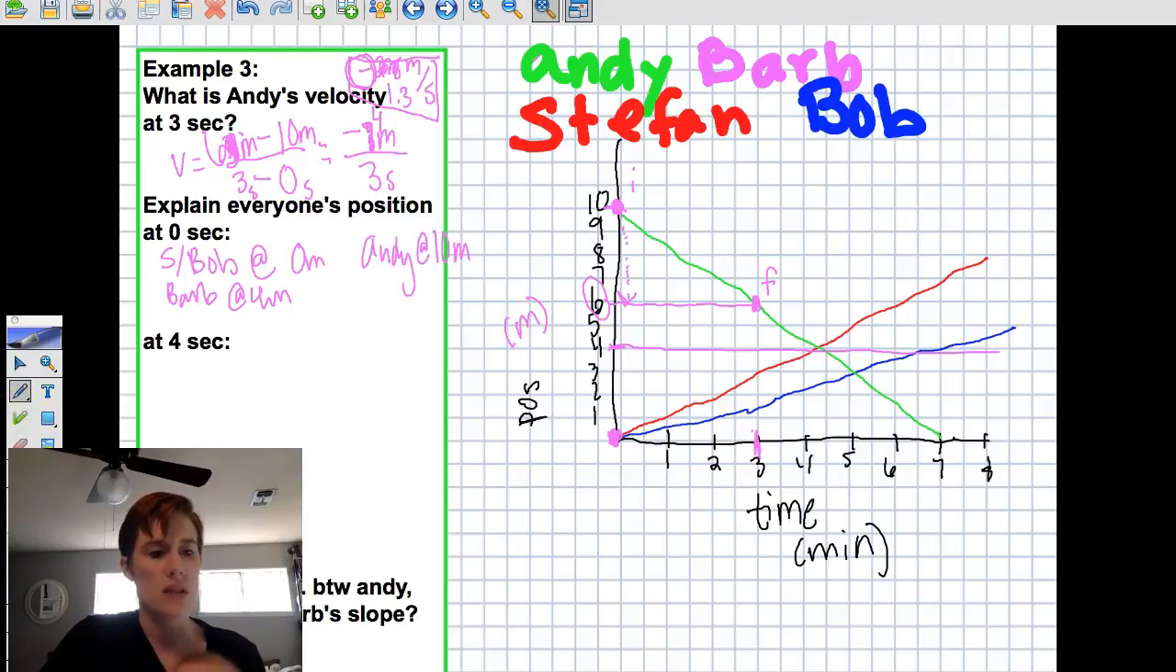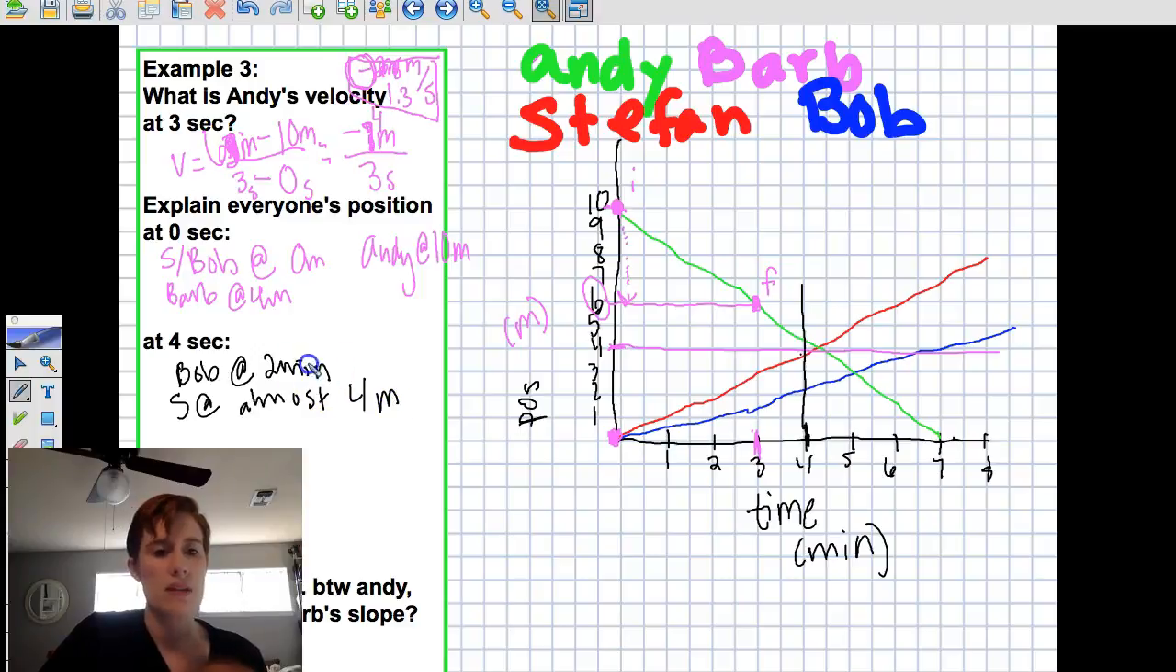At 4 seconds, what's happening? Let me change my color here. At 4 seconds, here's 4 seconds. So we're looking right here. What's happening to everyone at 4 seconds? Bob looks like he's right at 2 meters. So he went from 0 meters to 2 meters. So if I wanted to, I could calculate his velocity there. Stefan is right here. He's almost at 4. So Stefan is almost at 4 meters. I put minutes here. I meant meters.